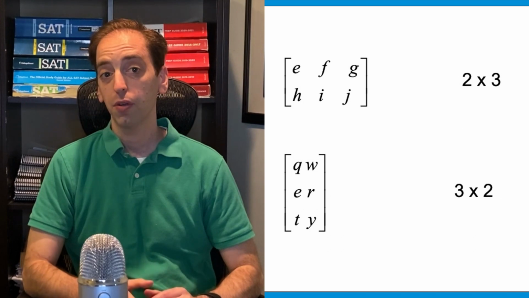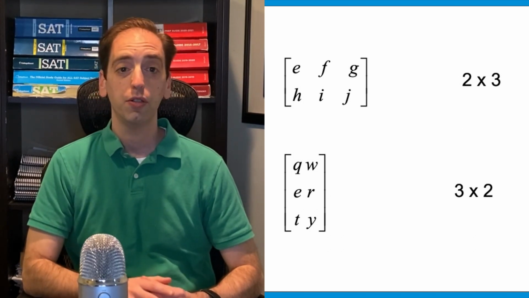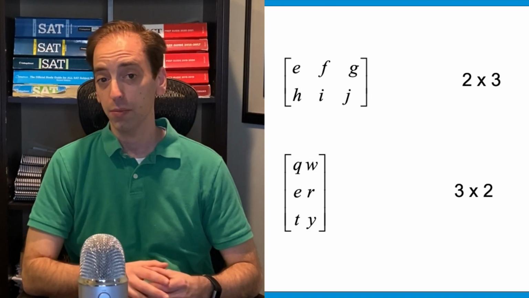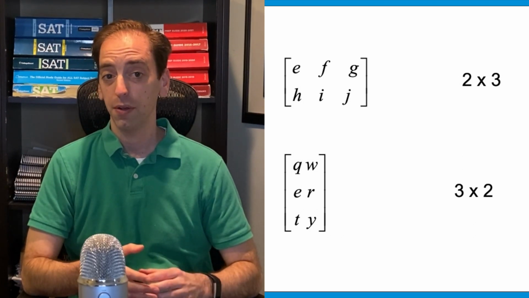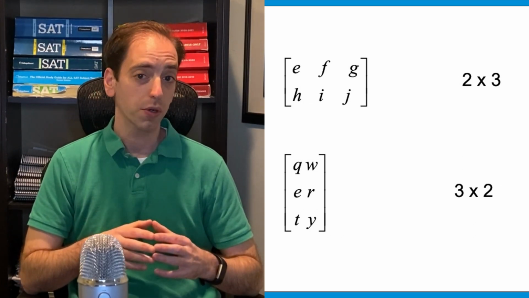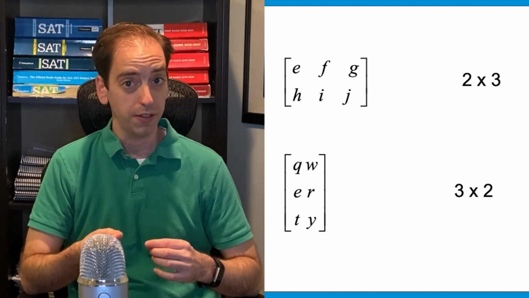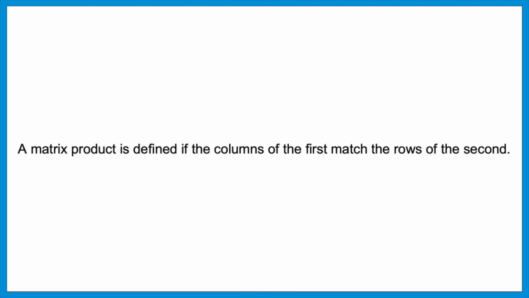Let's look at a few others. In this matrix, we have 2 rows and 3 columns. That would be 2 by 3. And in the second one, we have 3 rows and 2 columns. That would be 3 by 2. Now here's why all of that is important. You can only multiply matrices if their product is defined. And in order to determine that, a matrix product is defined if the columns of the first match the rows of the second. Let's give that a visual just to make it a little more clear.